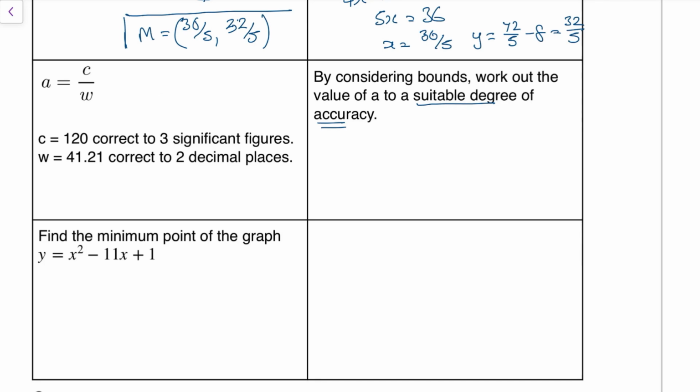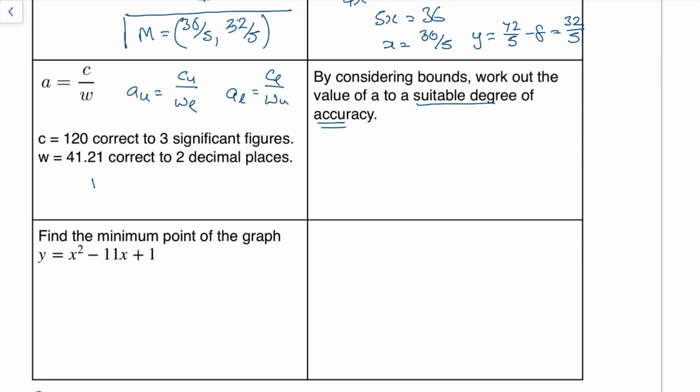Well, let's write this down. So A upper, if I want the biggest value of A, I need to take the biggest value of C and divide it by the smallest value of W. And if I want A lower, well, I need to take the smallest value of C and divide that by the biggest value of W. So in other words, I'm going to need C and W, largest and smallest.